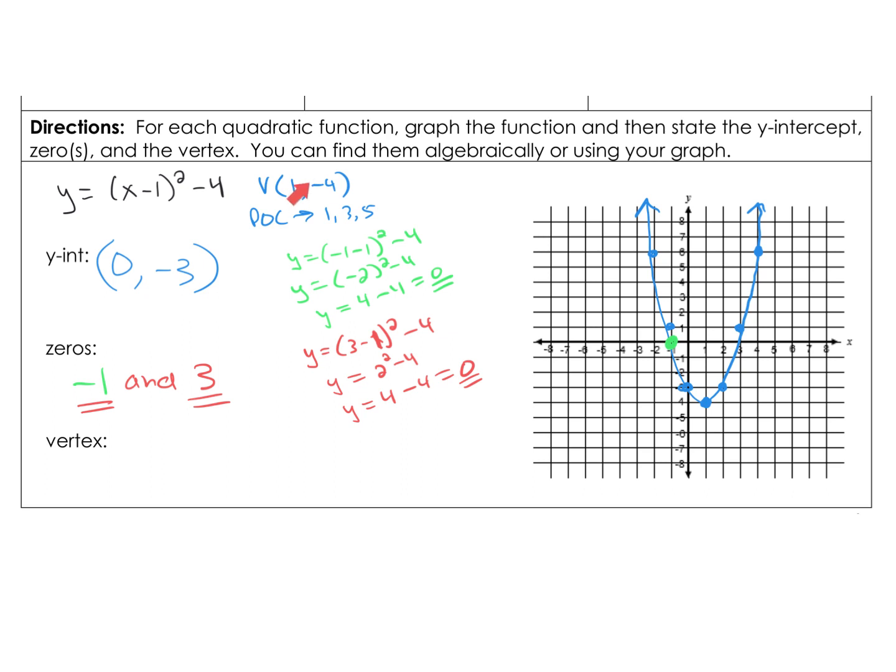And up here, we already knew what our vertex was. So that's 1, comma, negative 4. So after you graph it, you do need to check these 2 points and this one, if it's not obvious, to make sure that you actually get points that are accurately graphed and actually do work. So we were looking for the vertex, the y-intercept, and those 2 x-intercepts, which we also call zeros.